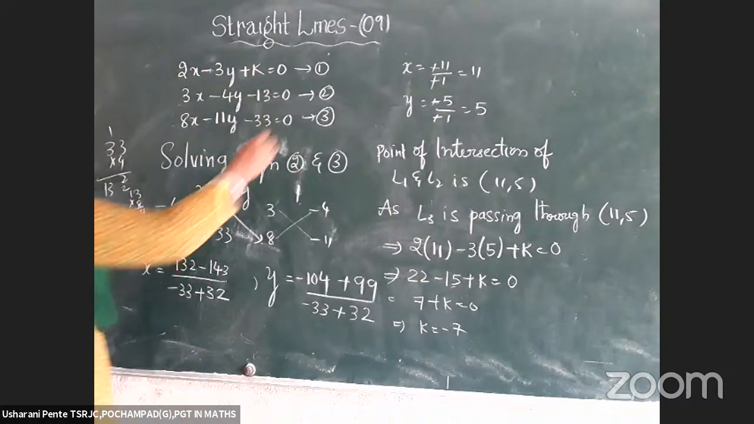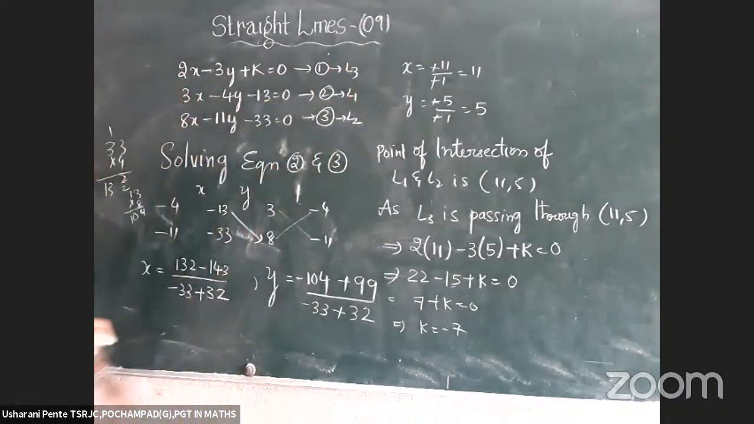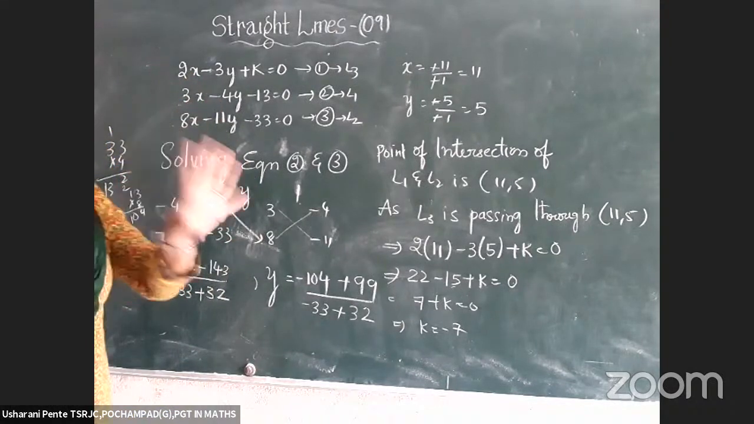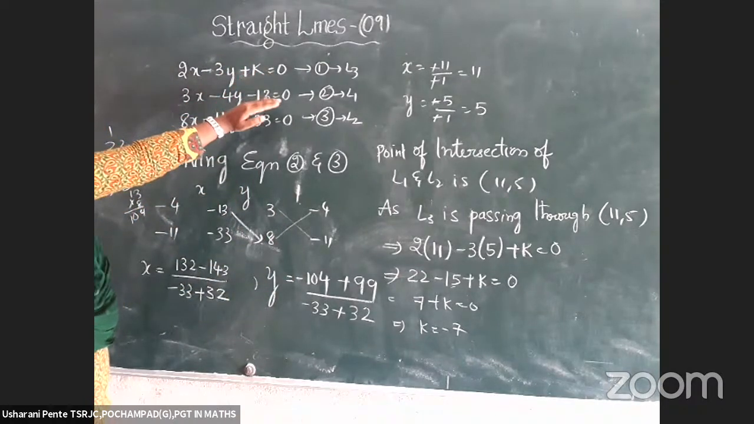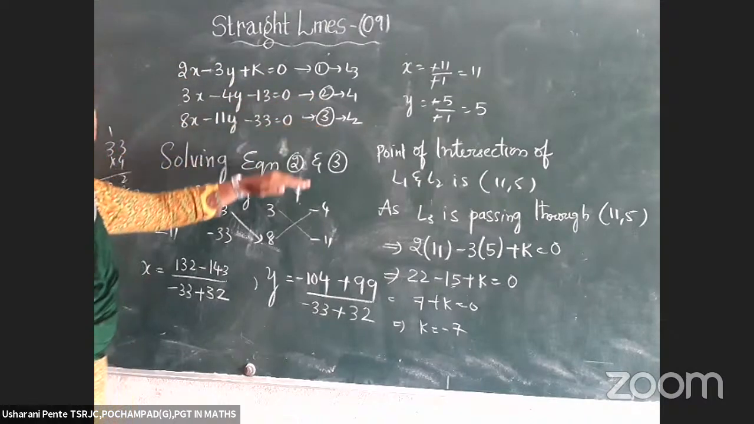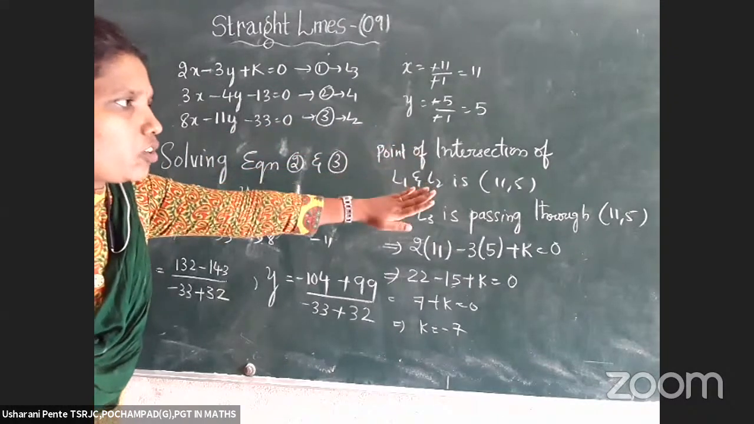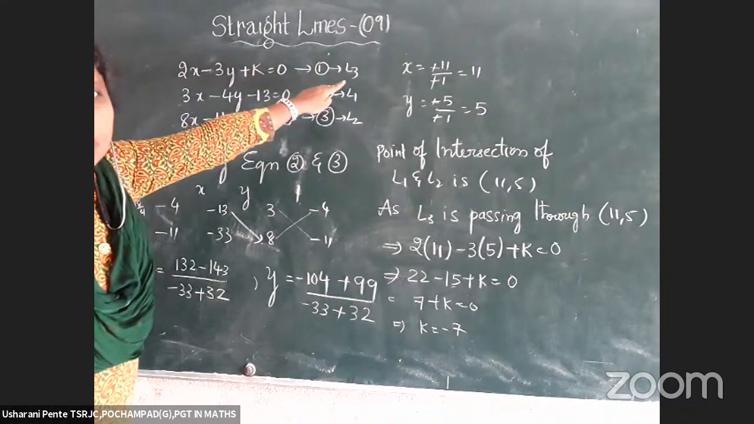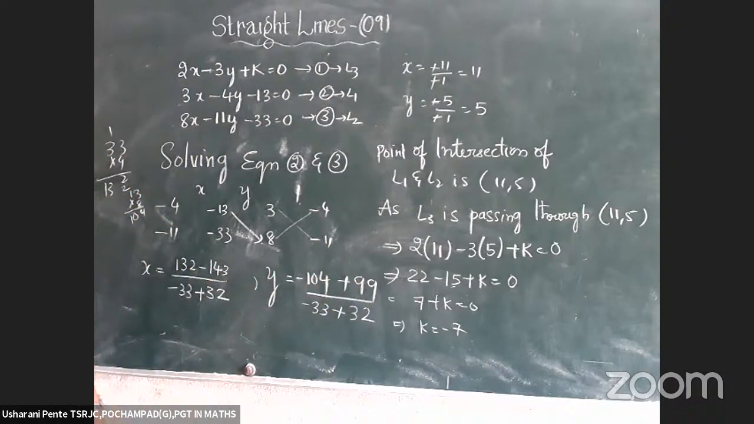How to find the value? Let this be L3, this will be L1 and this will be L2. Now we are solving. What they are asking us is to find the value of k, the unknown value given in the equation. First we need to solve equation 2 and equation 3 to get the point of intersection. After getting the point of intersection, we substitute that value in L3 to get the value k, that is the unknown value.